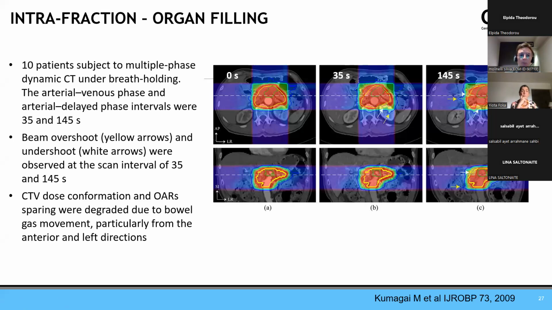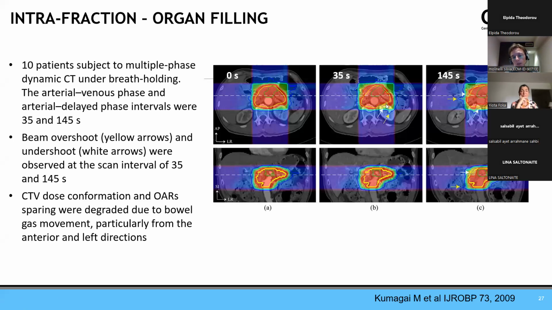And they studied for 10 patients the variation of the air filling in the bowel and the gastrointestinal organs, acquiring CTs at 0 seconds, 35 seconds, and 145 seconds. And they did dose recalculation on every CT. So this was the planning CT, and they could demonstrate that even on an interfraction basis, you can have dose degradation due to beam overshoot or undershoot, as you see from the arrows here.